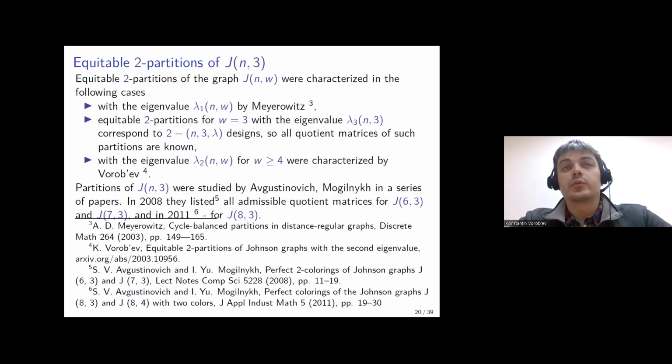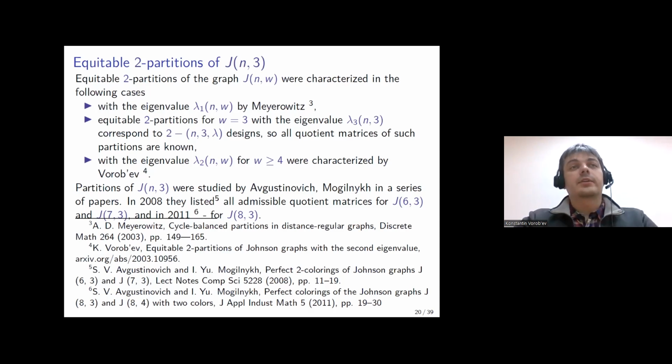Then there is an equitable partition, but for W equals 3, with the eigenvalue lambda 3 of n3, so every such partition corresponds to an n3 lambda design. So in some sense, this problem is solved, because all such parameters n and lambda are known for when such designs exist. But of course, the problem of finding all non-equivalent designs, I'm not sure that it can be solved any day.